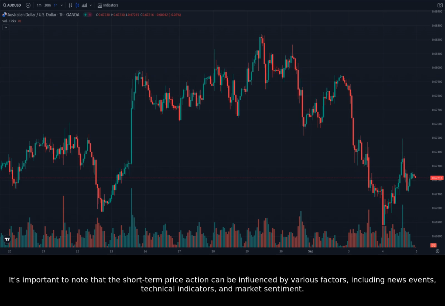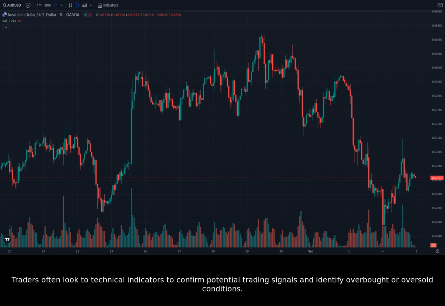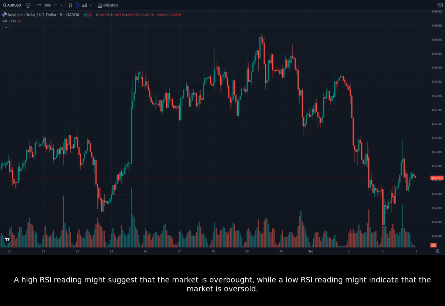It's important to note that the short-term price action can be influenced by various factors, including news events, technical indicators, and market sentiment. Traders often look to technical indicators to confirm potential trading signals and identify overbought or oversold conditions. The Relative Strength Index, RSI, for example, can help us understand if the market is getting too extended in either direction. A high RSI reading might suggest that the market is overbought, while a low RSI reading might indicate that the market is oversold. However, it's crucial to remember that technical indicators are just tools to aid our analysis and should not be used in isolation.